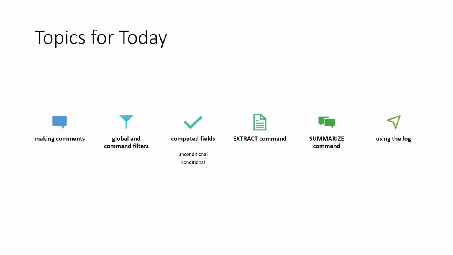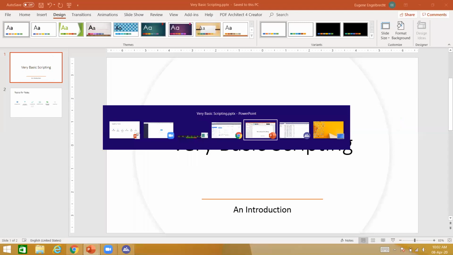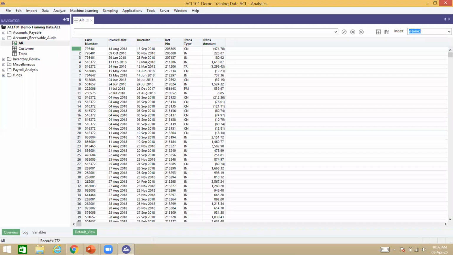We're going to cover comments, how to make a comment, different types of filters, global and command filters, how to do computed fields with and without conditions in a script. We're also going to learn how to do the extract command and the summarize command in a script. And we're going to learn a little bit about how to use the log for scripting. So let's jump straight into ACL, into data that a lot of you will be familiar with.